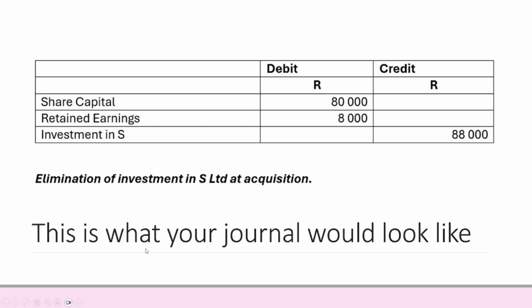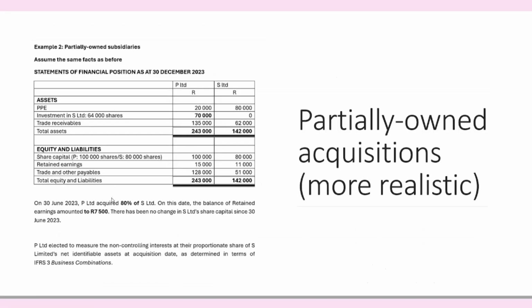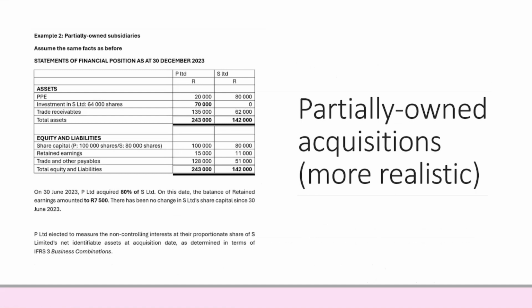So this is what your journal essentially looks like. Debit share capital, debit retained earnings, and credit your investment in S. So now let's do another example of having a partially owned subsidiary. Assume almost the same facts as before, except now the investment in S is 64,000 shares.